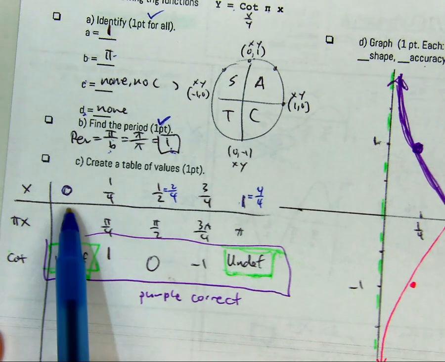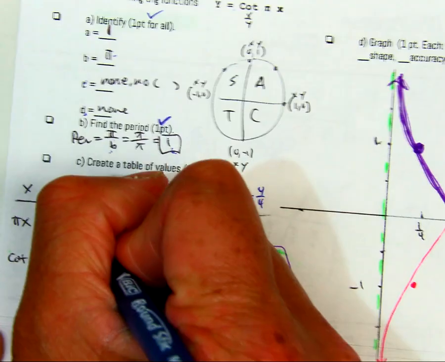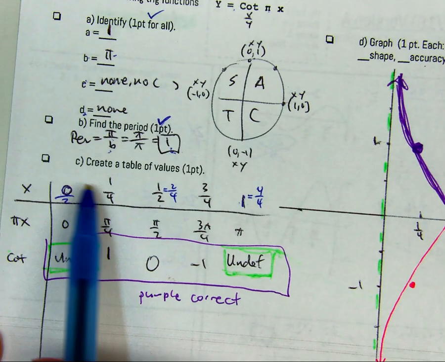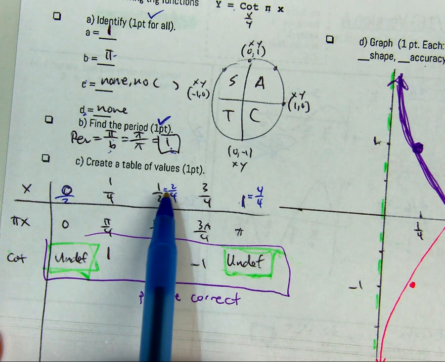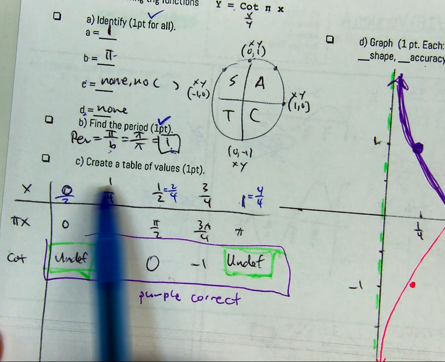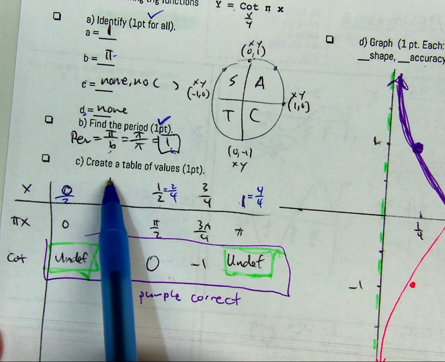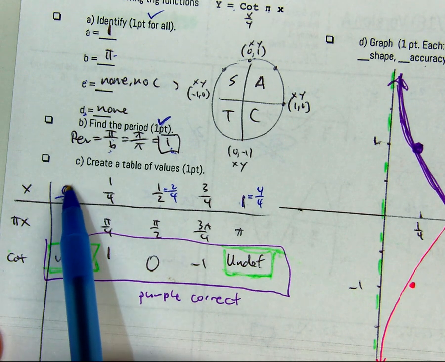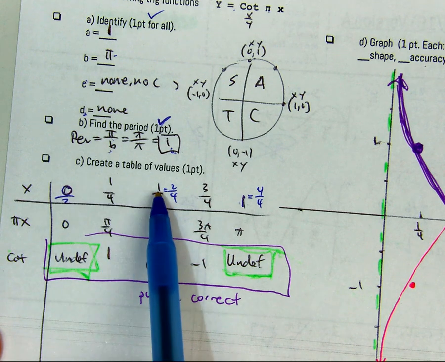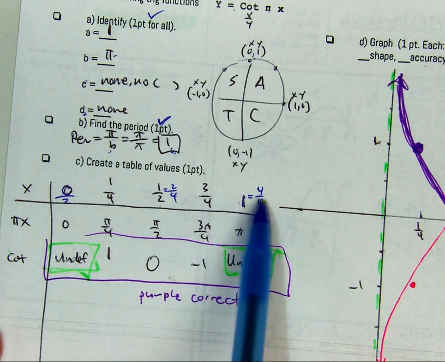And same thing between 0 and 1/2. 0 plus 1/2 is 1/2, and 1/2 divided by 2 is 1/4. And you think about it like a dollar bill, right? You have 1 quarter, 2 quarter, 3 quarter, 4 quarter. So those are my 5 points. You should have 5 points there.